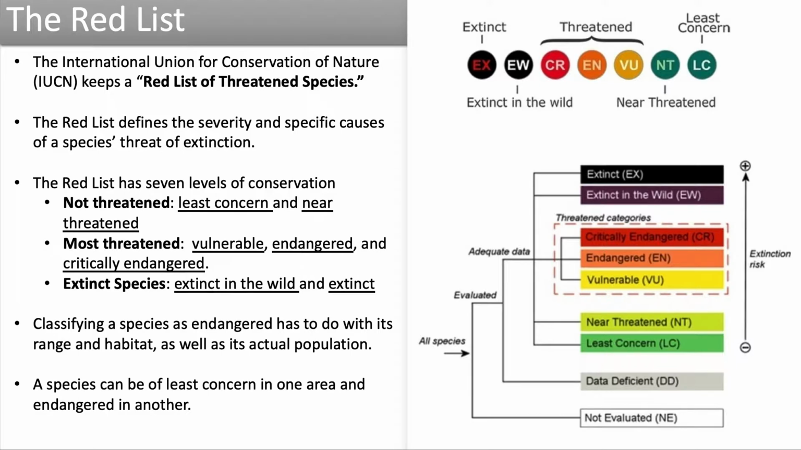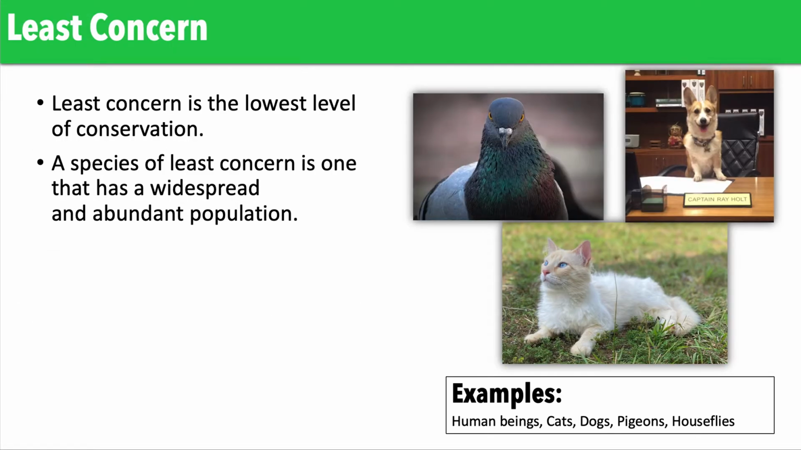Classifying a species as endangered has to do with its range and its habitat, as well as its actual population. A species can be of least concern in one area of the world and endangered in another part of the world. This graphic up top is what we'll commonly see throughout the year or the semester as we research different animals. They'll highlight one of these circles for the animal that you're researching, and the second half of it shows you how the extinction risk increases as it goes up from least concern up to extinct. Now we're going to break down each of those categories.